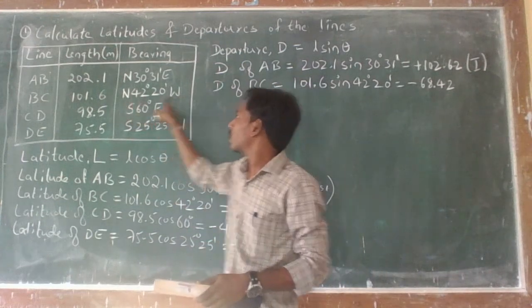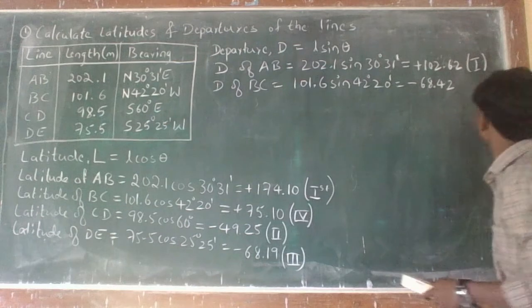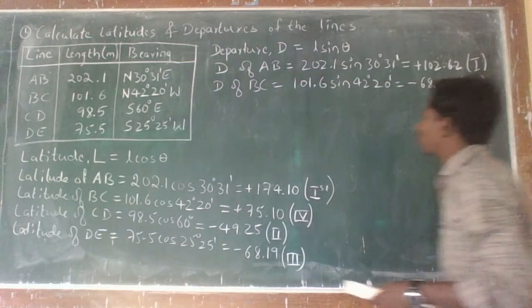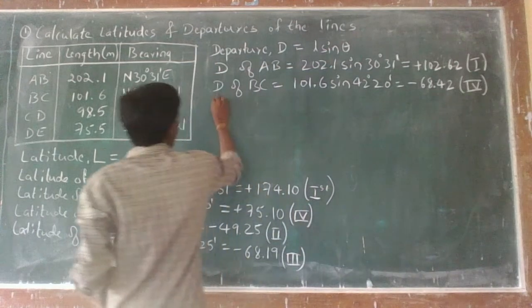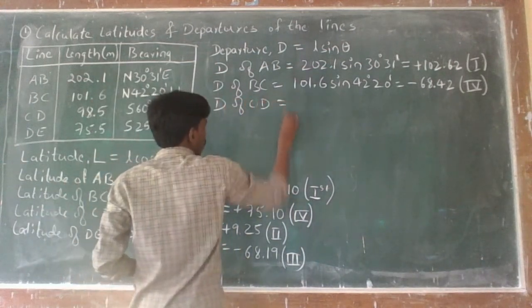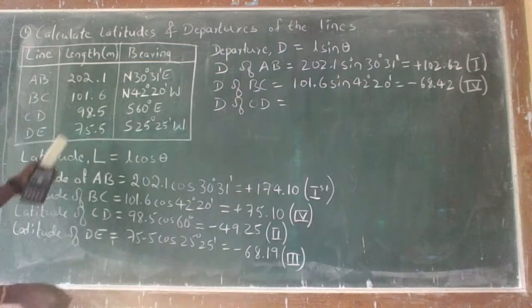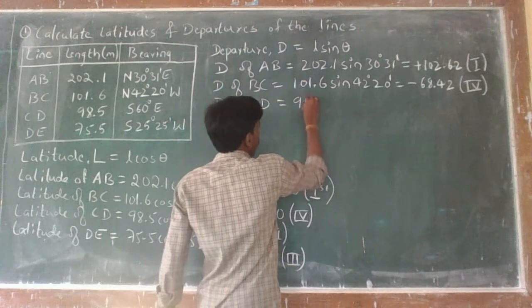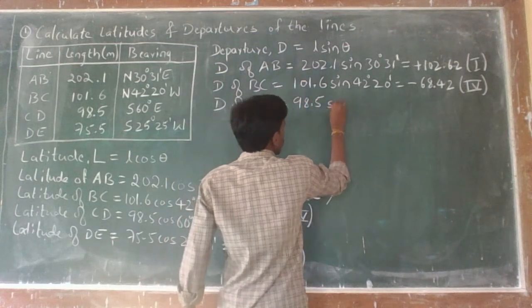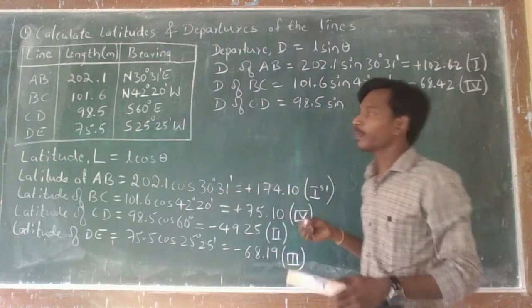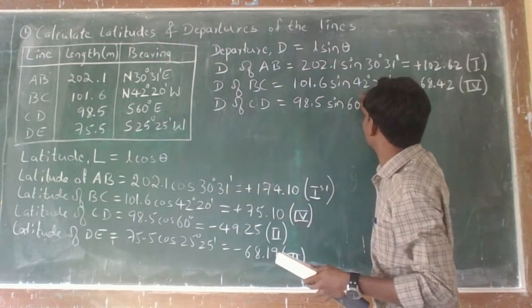So the northwest comes in fourth quadrant. So right here, fourth quadrant. Now let's move to the departure of CD. That is equal to length of CD is 98.5, 98.5 sin. The bearing is 60 degrees. So write down 60 degrees.